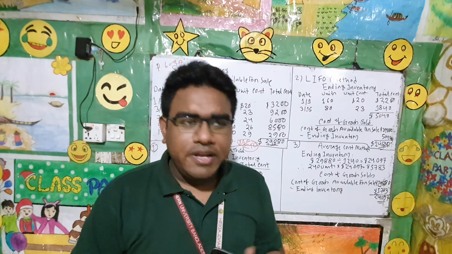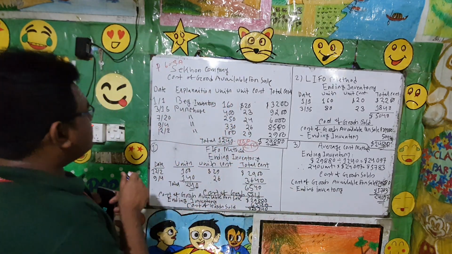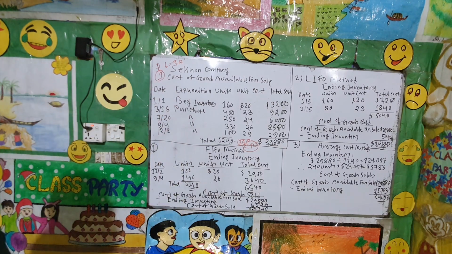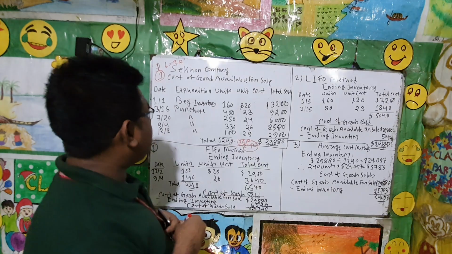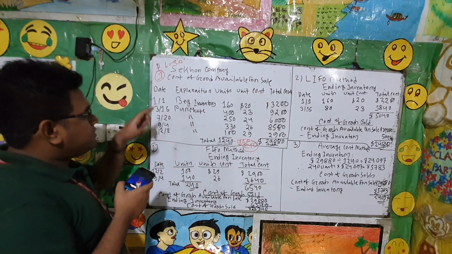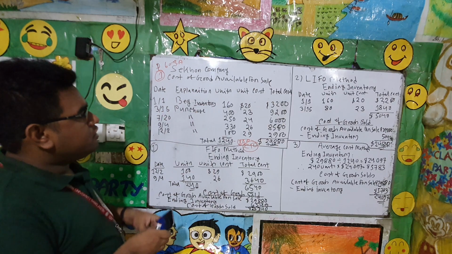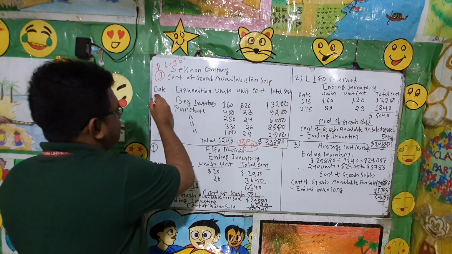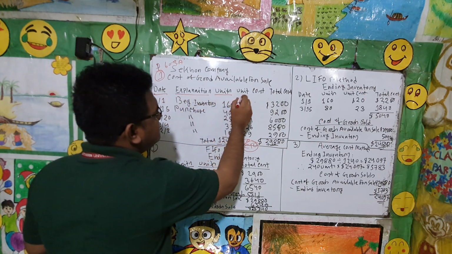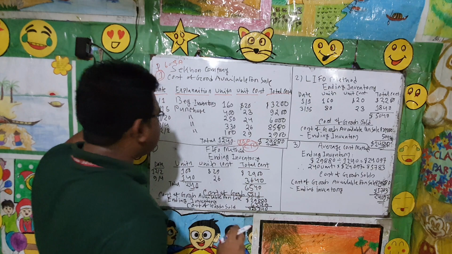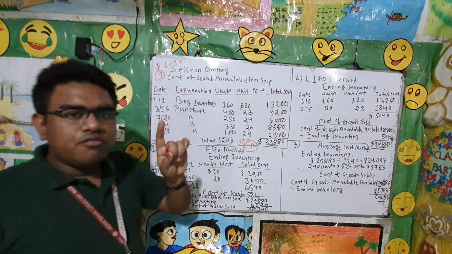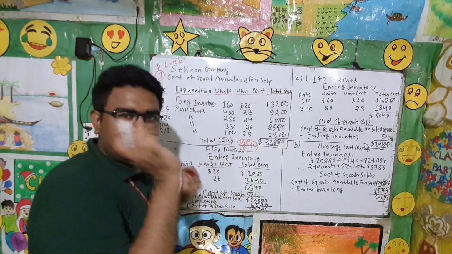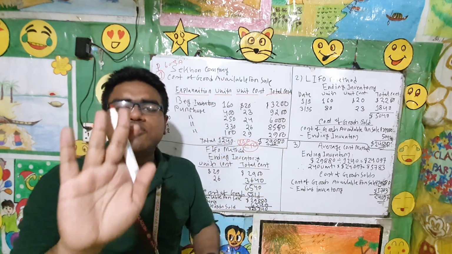So let's begin. First thing, number 1, the company's cost of goods available for sale. Cost of goods available for sale, here: date, explanations, units, cost, total cost. The easiest and most interesting thing about this section is you will be given 4 marks in the exam for this. If you can get this answer, I will automatically give you 4 marks.